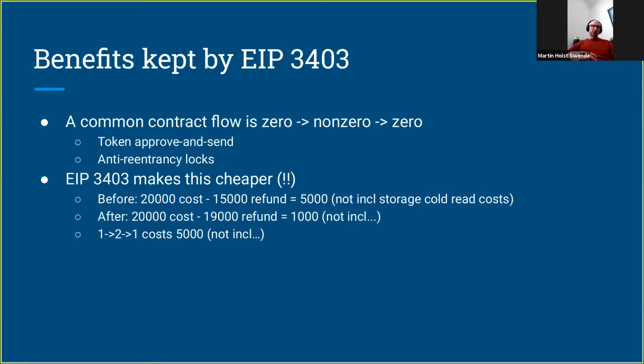Yes, and also, if I'm not mistaken, the 3403 costs are still cheaper than before Berlin. Right. So Berlin made certain things cheaper, and that's temporary. We made it cheaper, and 3403 would raise it a bit again. So the effective gas would be 1,112 without particular code used.